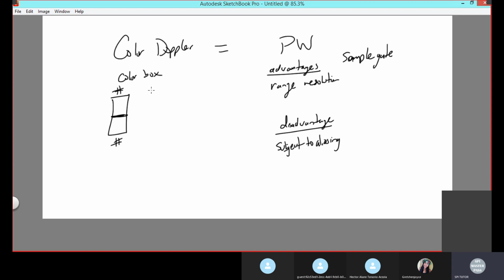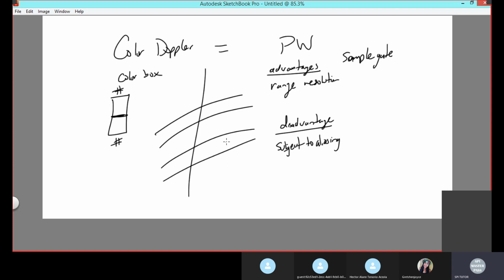Okay, so whenever we use continuous wave, which has range ambiguity, and we don't know where the velocities are coming from, what we can do is use color Doppler. So if I have two vessels and I run a continuous wave through them, remember, I don't know where my waveform is coming from. So once I get that waveform, I cannot definitively say it's from here or it's from here. So what we do is we can use color Doppler. Put it here. That's what it looks like. Put it here. That's what it looks like. And we say, oh, this is the one that showed me the mosaic aliasing.